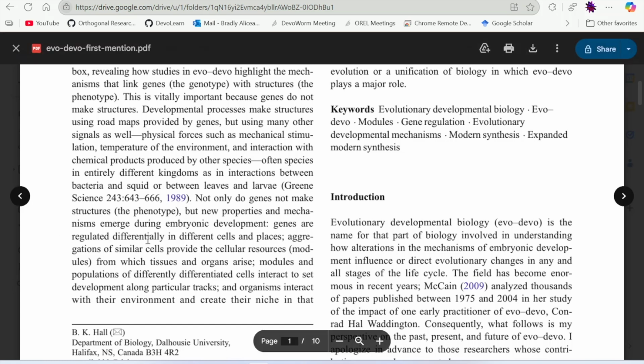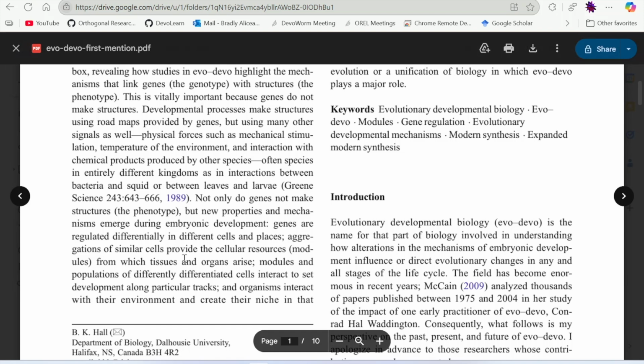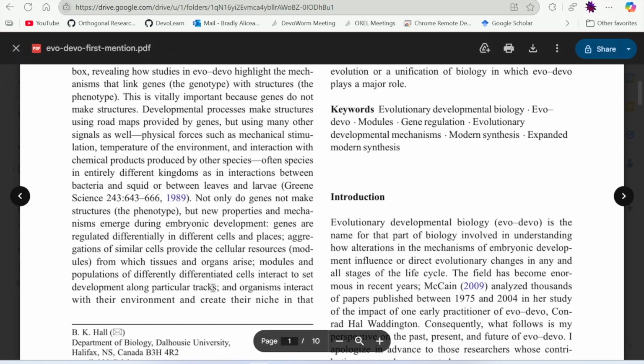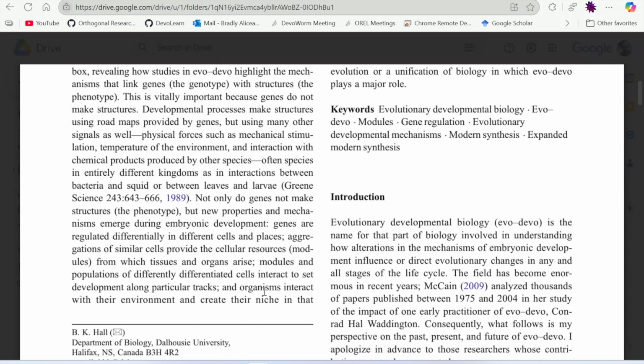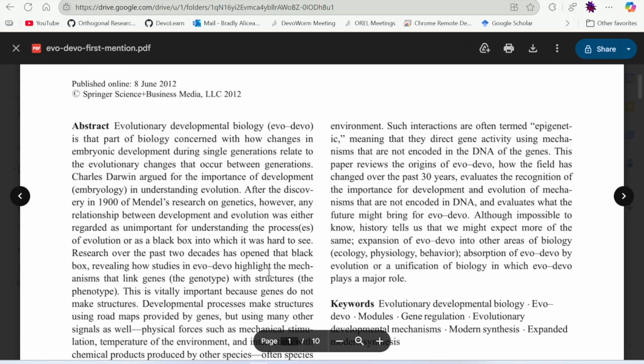Genes are regulated differently in different cells and places. Aggregations of similar cells provide the cellular resources or modules from which tissues and organs arise. Modules and populations of differently differentiated cells interact to set development along particular tracks. And organisms interact with their environment and create their niche in that environment.